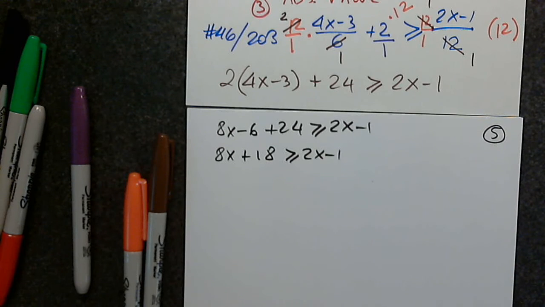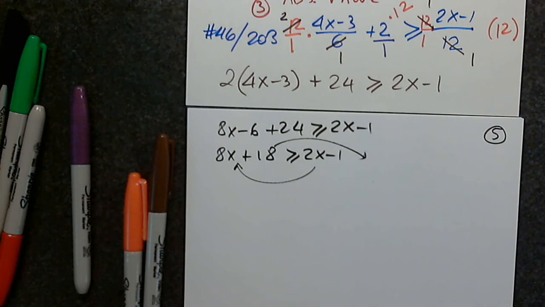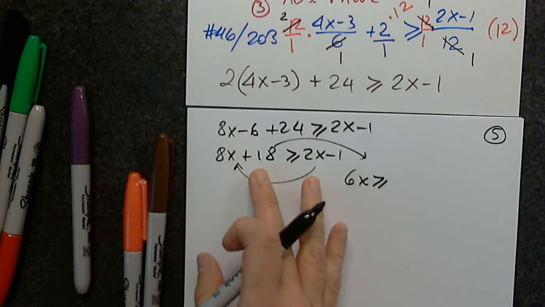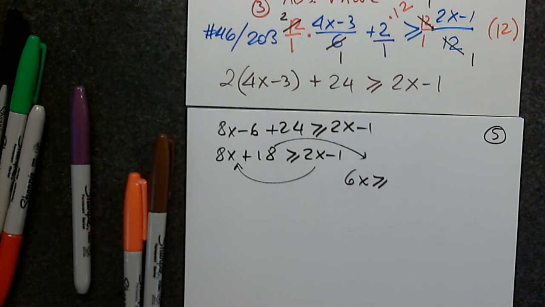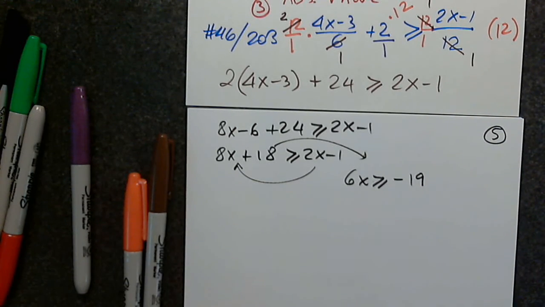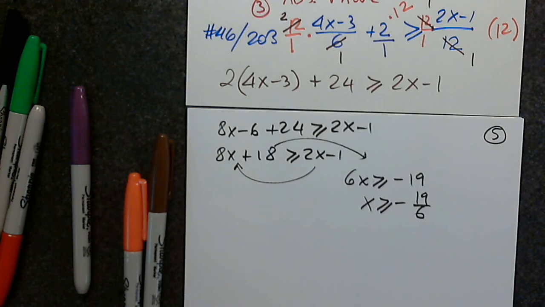Only now I will start moving terms around. Now I will bring 2x and I will bring 18, so I don't have to write it all the time. So I bring 2x over, it's negative. So 8x minus 2x is 6x. Very good. Greater than or equal to. I'm taking positive 18 to the other side, it becomes negative. 7. So I have negative 19. And then when I divide, I get x greater than or equal to negative 19 sixths.